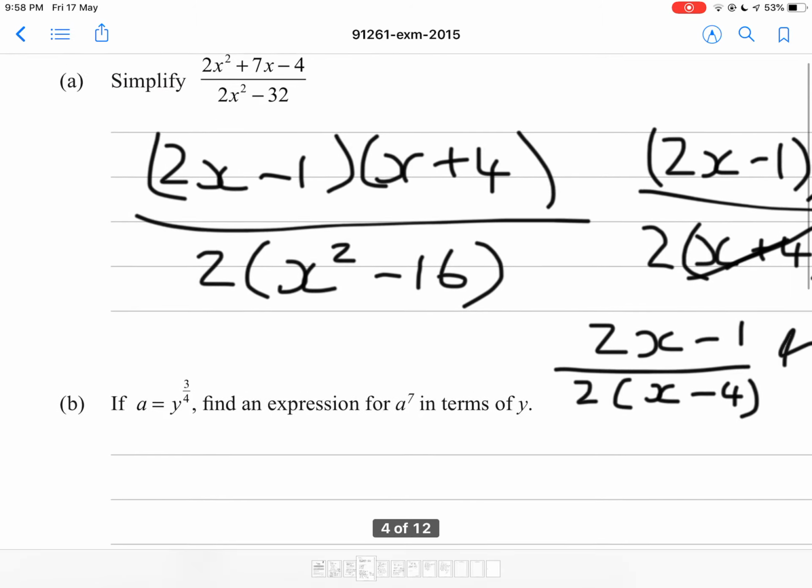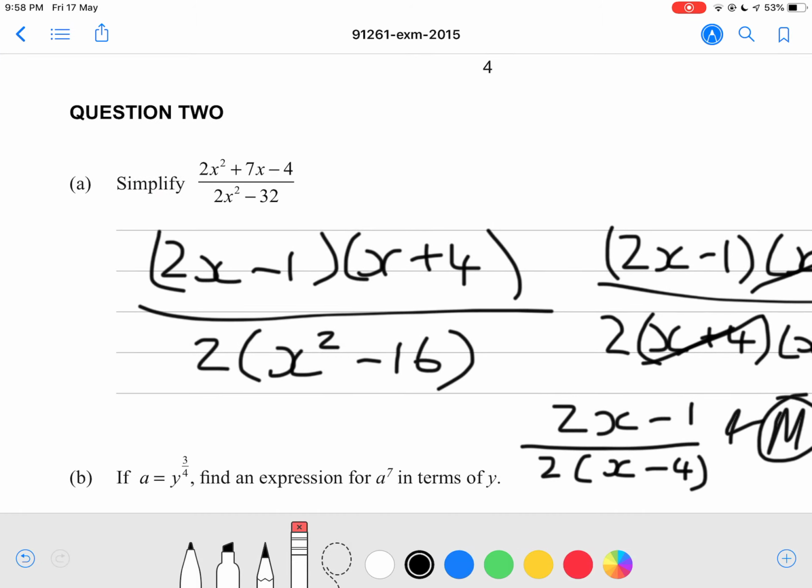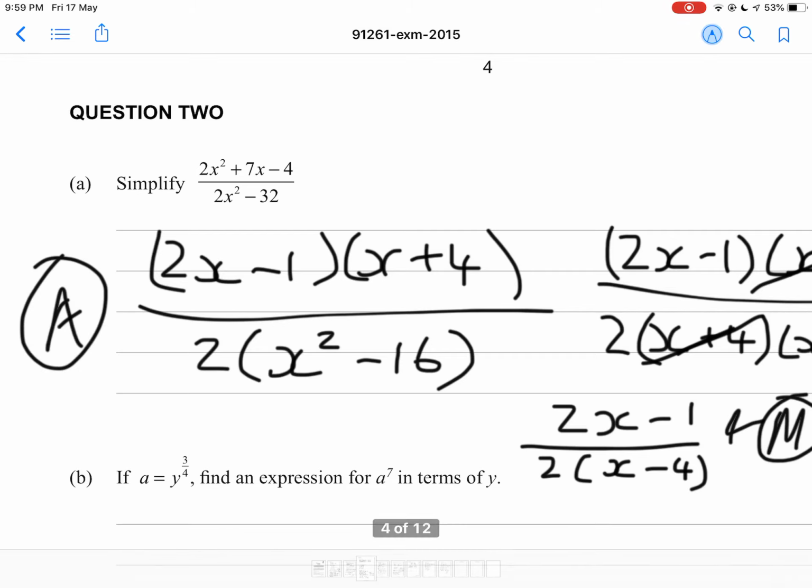Factorize both the numerator and denominator, you get an achieved, okay? Or you can get an achieved by making one error, okay? That's another way of getting an achieved.